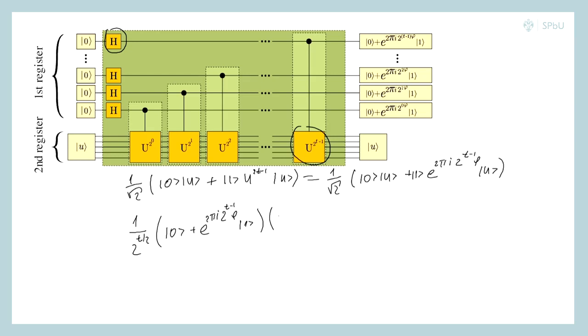The state of the second qubit is 0 plus e to the power of 2 pi i to the power of 2 t minus 2 phi, 1, and etc. In more convenient form, it could be written down as 1 divided by 2 to the power of t in half, sum over the k from 0 to 2 to the power of t minus 1, e to the power of 2 pi i phi k on the state k.